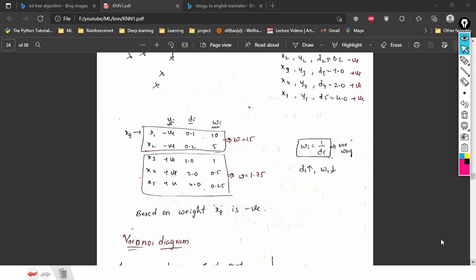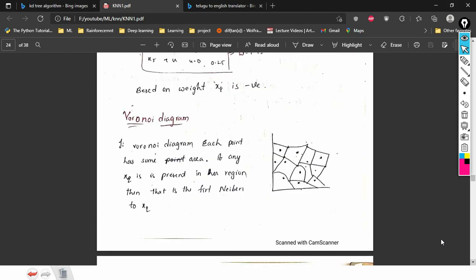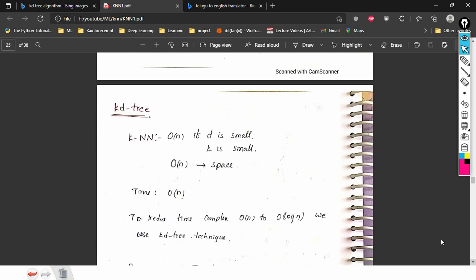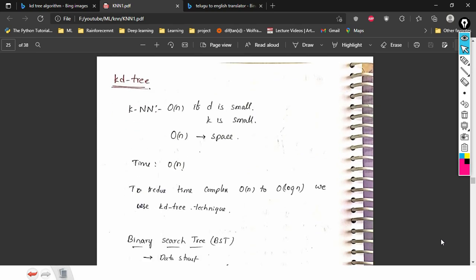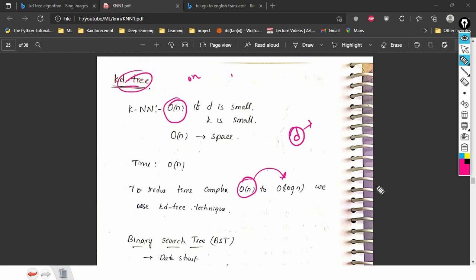Now we will see the KD tree. KD tree is one of the techniques to avoid the time complexity problem in KNN. Generally, when dimensionality is very low, we have order of n during the test time in KNN. But we will reduce the order of n to order of log n by using the KD tree methodology.